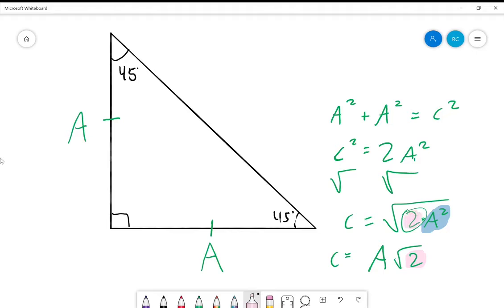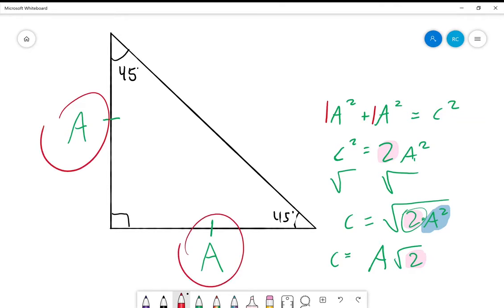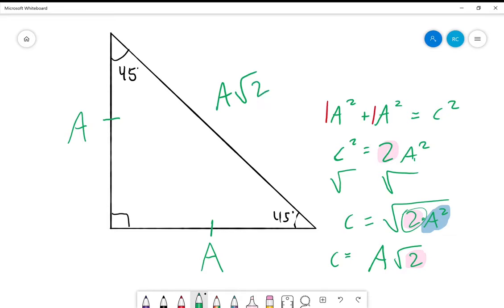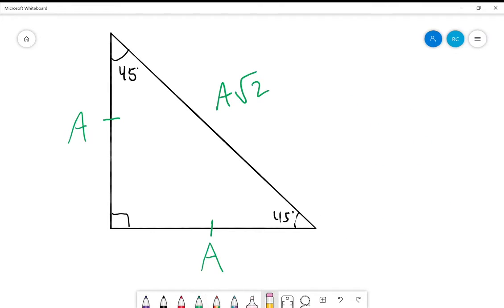Well, if you follow the 2 back, where it came from was the fact that there are 2 A squareds, as in there are 2 legs that you're adding together. And because they're the same, you're essentially just doubling the leg. So the end result is that the hypotenuse is the leg times the square root of 2. And that's going to be true for every 45, 45, 90 triangle forever. Remember, if I erase something before you're ready, you can always go back and pause.